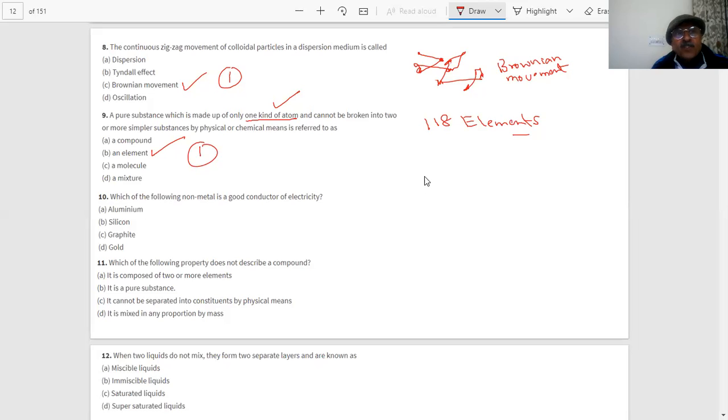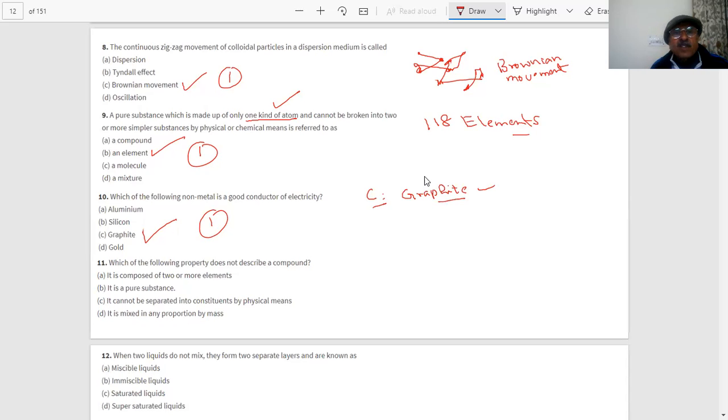Next question on the screen, students. Which of the following non-metals is a good conductor of electricity? Sir, graphite. Aluminium, silicon, graphite is the absolutely right answer. You know that graphite is made up of carbon, yes or no? Carbon is a non-metal, graphite is a non-metal, students. And the lead pencils which you are using, they are graphite.